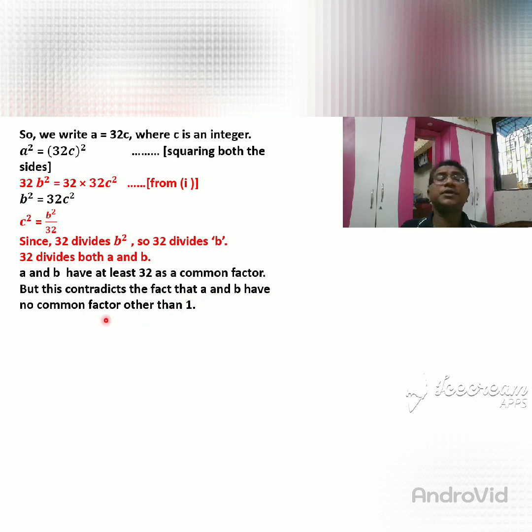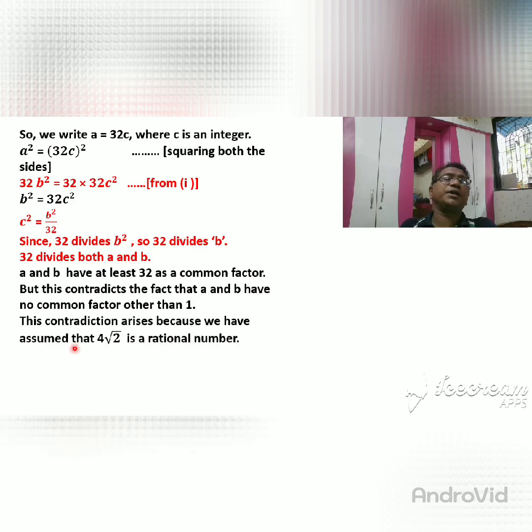We considered that if it is a rational number, then there is no common factor other than 1. Other than 1 means the only common factor is 1. But here you are getting two factors, a and b. So whatever you considered leads to a contradiction. If you don't understand the contradiction, it means that what you considered is wrong. What you considered, that 4 root 2 is a rational number, is wrong. 4 root 2 is an irrational number.